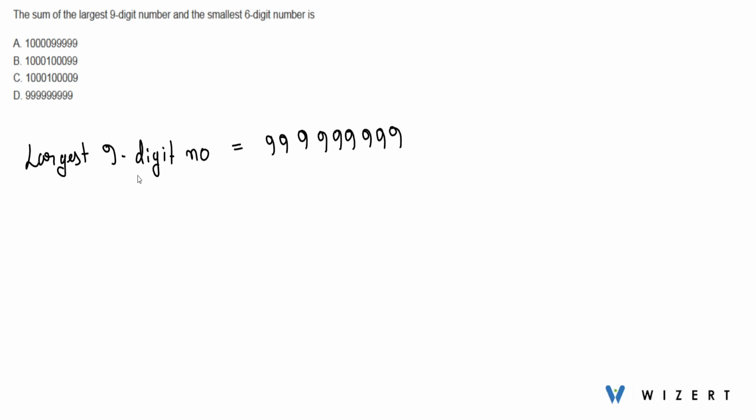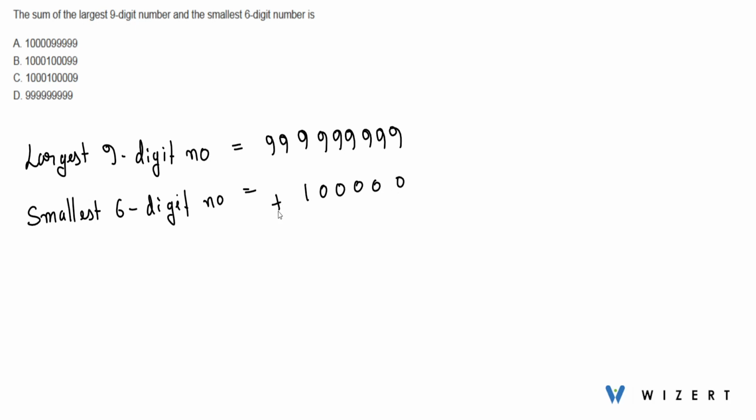Okay, that's great. And now we have to find the smallest 6-digit number. The smallest 6-digit number is 1 followed by 5 zeros. So the smallest 6-digit number will be equal to 1 followed by 5 zeros.